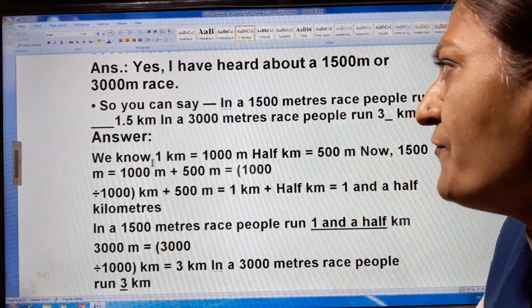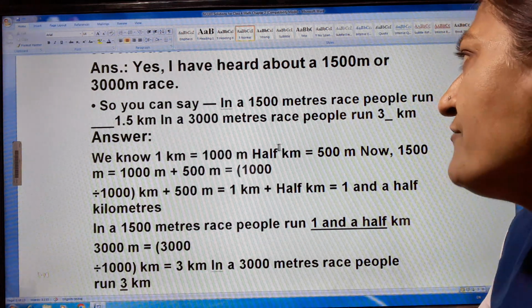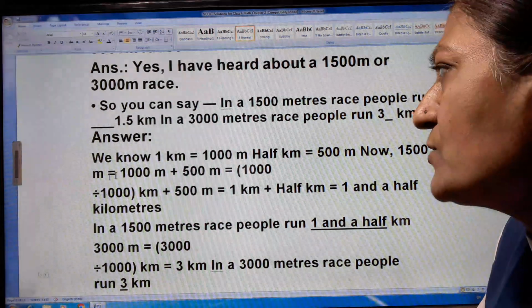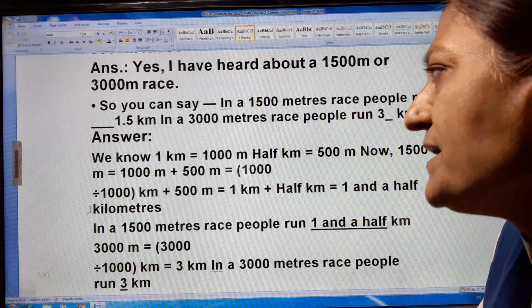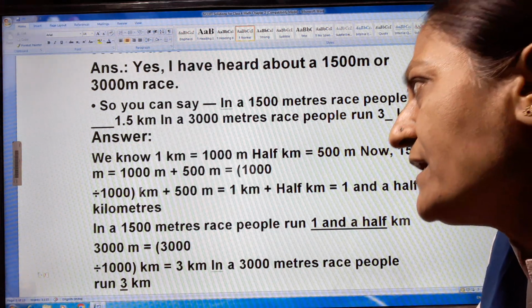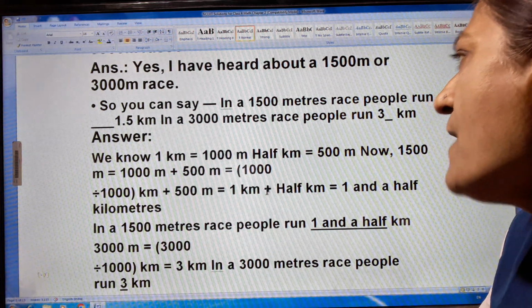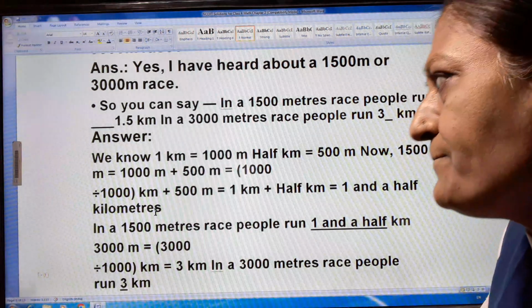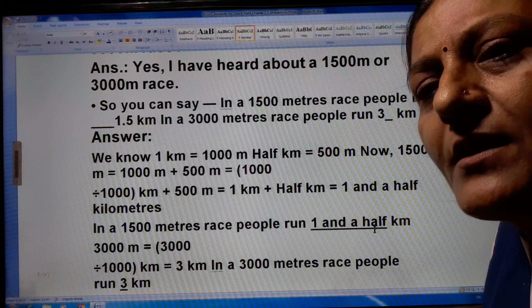Explain this. We know 1 kilometer is equal to 1000 meter. Half kilometer is equal to 500 meter. Now 1500 is equal to 1000 meter plus 500 meter. So 1000 divided by 1000 is equal to 1 kilometer, plus 500 meter, so 1 kilometer plus half kilometer. So 1.5 kilometer. In a 1500 meter race, 1.5 kilometer.